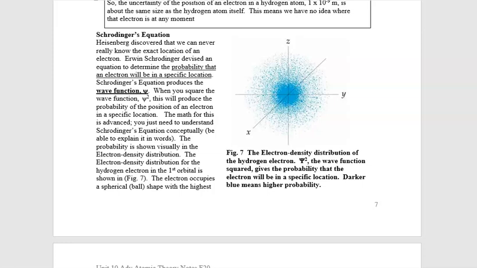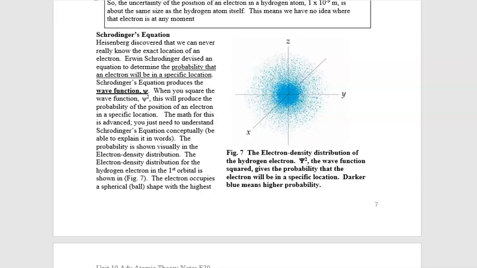Where is it likely to be? If you can't know exactly where it is, then at least maybe we can know where it is more likely to be. And this is using statistical probabilities. Don't worry, you're not going to have to get into statistics, but it's what Schrödinger did. Schrödinger's equation produces the wave function, and that's called psi. Like that guy that did Gangnam Style, psi.